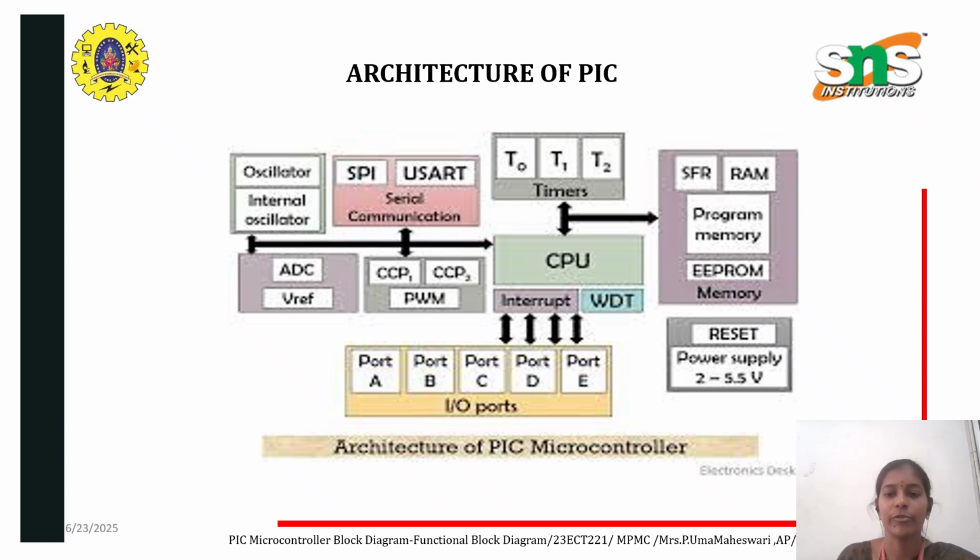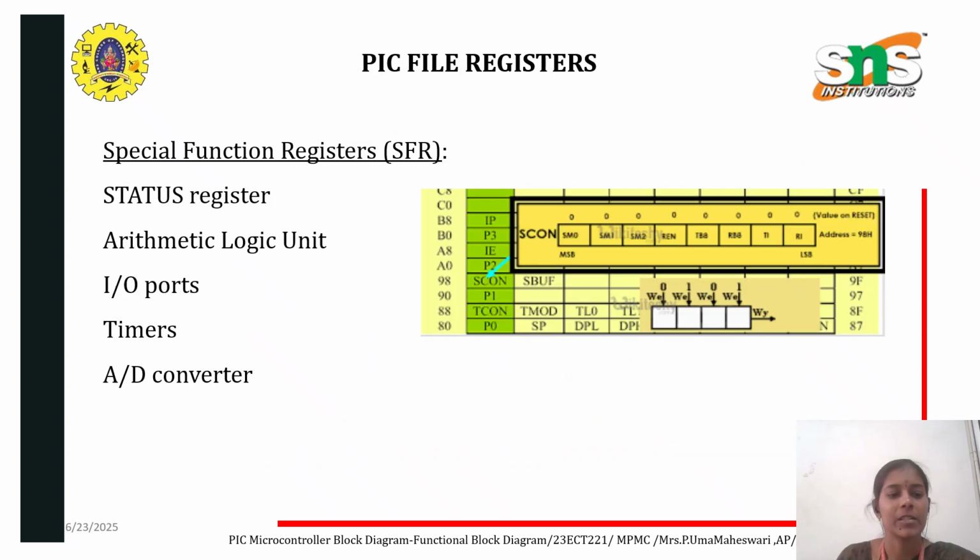The power supply is 2 to 5.5 volts. Here the special function registers are the status registers, the arithmetic and logic unit, input output ports, timers and A to D converters. The microcontroller has multiple input output ports like port A, port B, port C, D and E. Each pin within a port can be configured as either an input or an output.